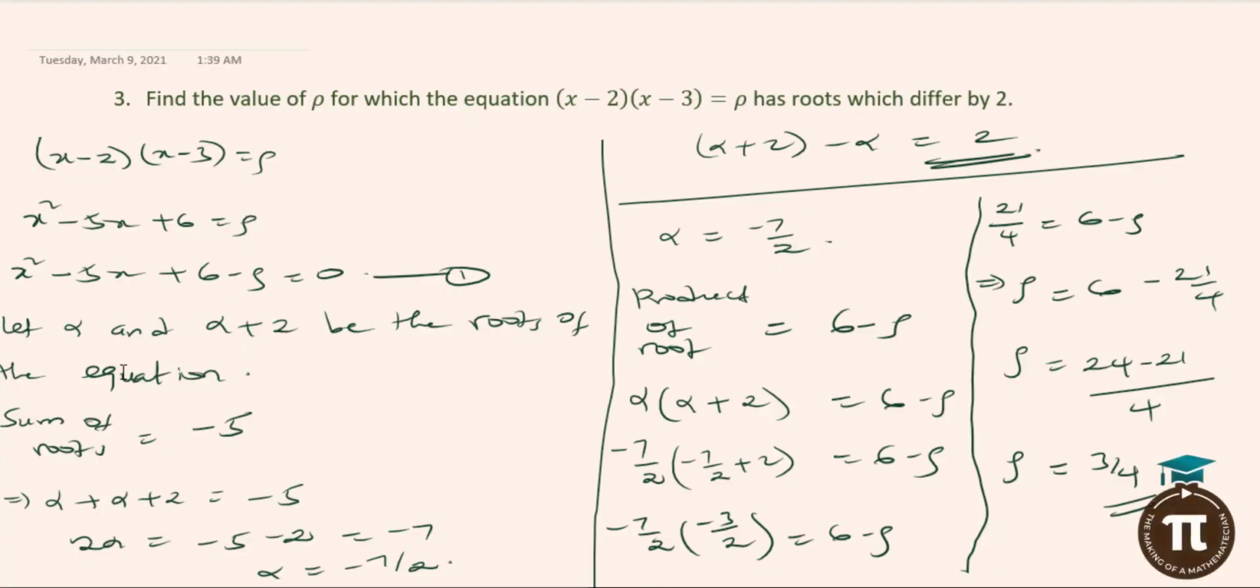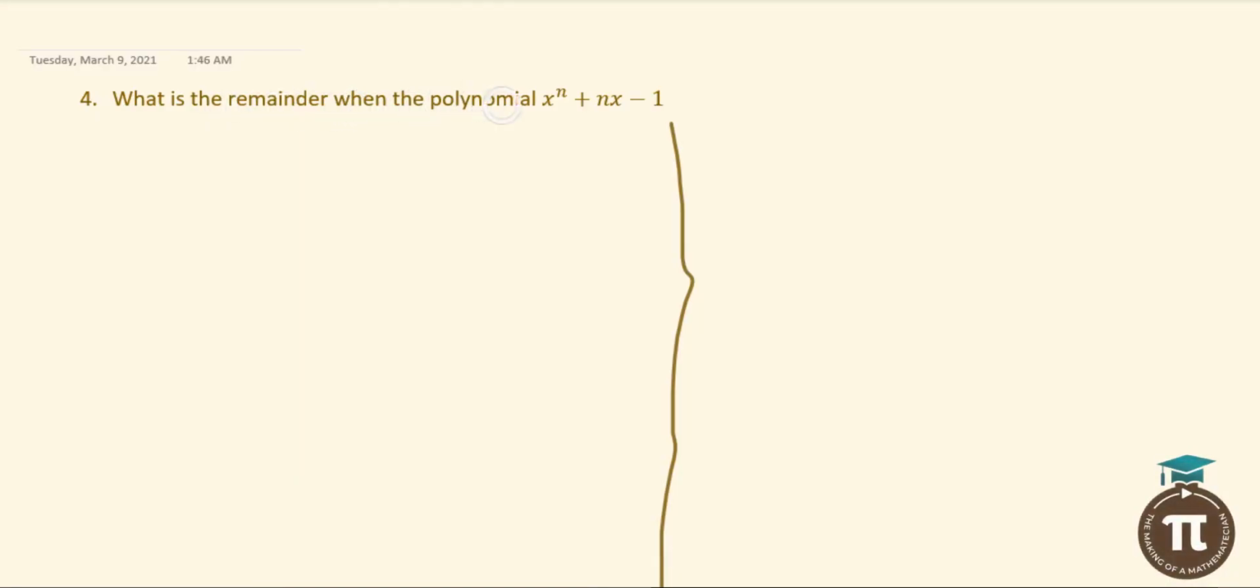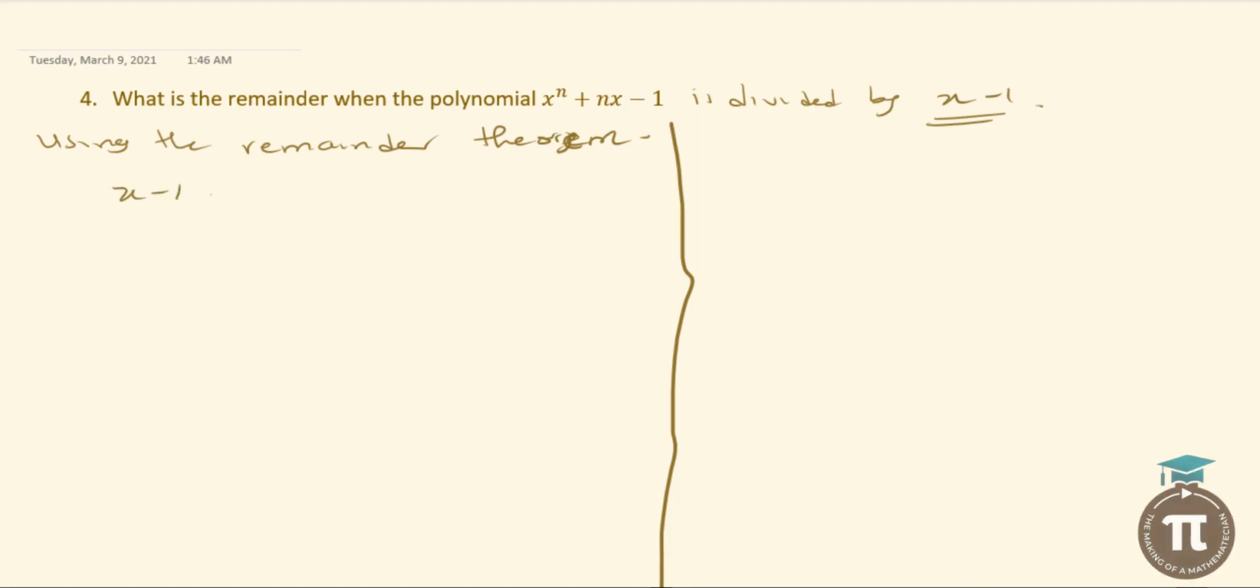Let's go to the next question. This question says, what is the remainder when the polynomial x to the power n plus nx minus 1 is divided by x minus 1? Actually, this is what they want us to do. We use the remainder theorem. So in reality, the summary of the remainder theorem is that you take what you used to divide, that is x minus 1, and equate it to 0. So x will be equal to 1.